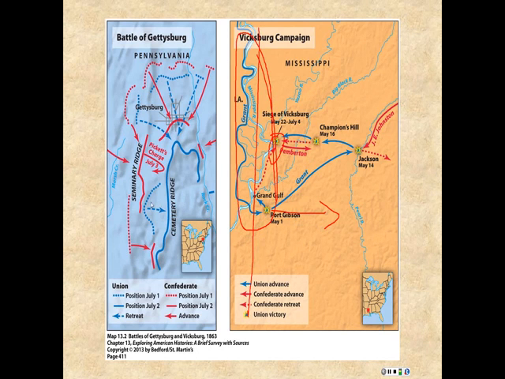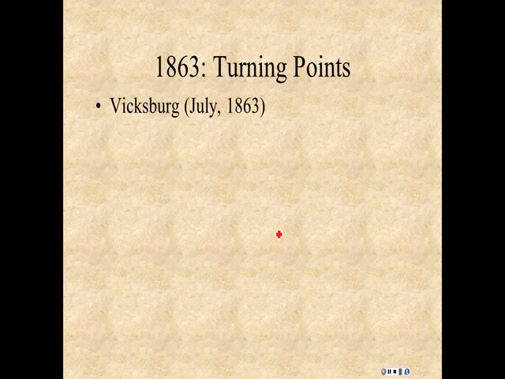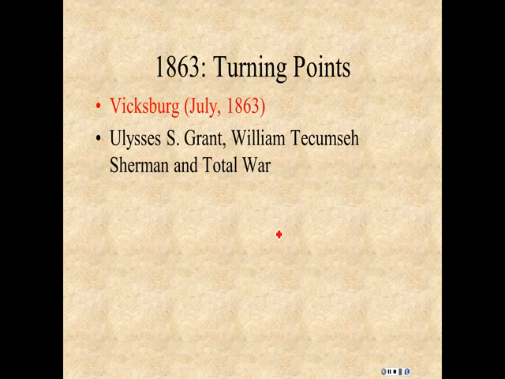The western southern states, Texas and those over there, Louisiana, are now cut off from the eastern portion of the Confederacy. This is huge and very, very important in terms of explaining the Northern victory. So that's Vicksburg in July of 1863.